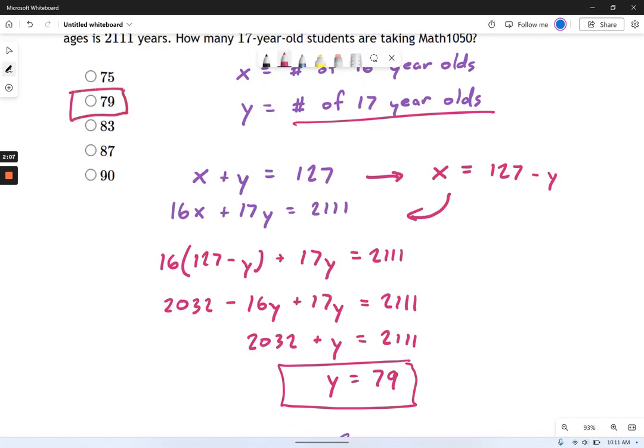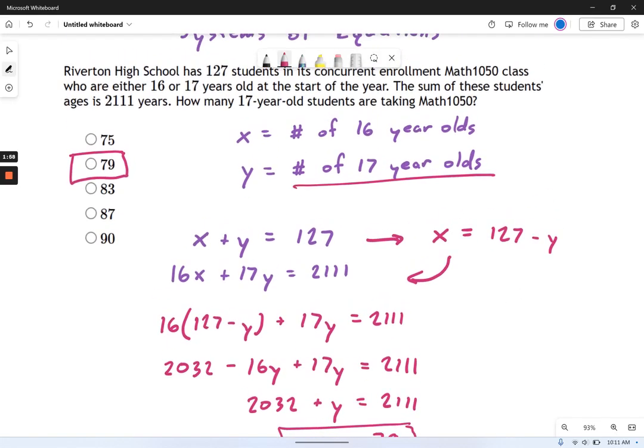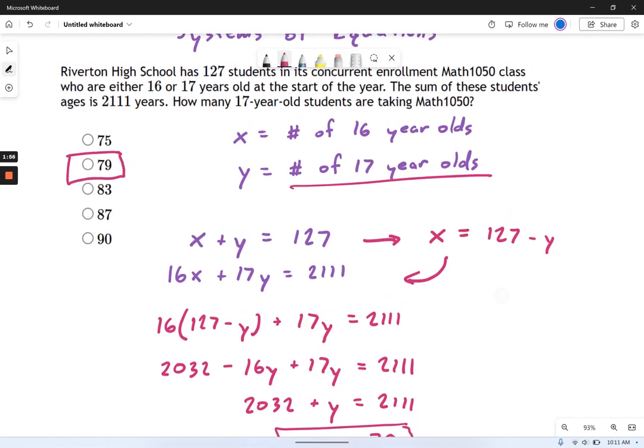Now, word of caution. It could have been possible for me to solve this equation and accidentally figure out X instead of Y. If I look back at the beginning, I'd say, oh, wait a minute, I got my 16-year-olds, not my 17-year-olds. So you just got to be careful which variable you're talking about. And if you solve for the wrong one, no problem. Just plug it in here and find the other one that you were looking for.